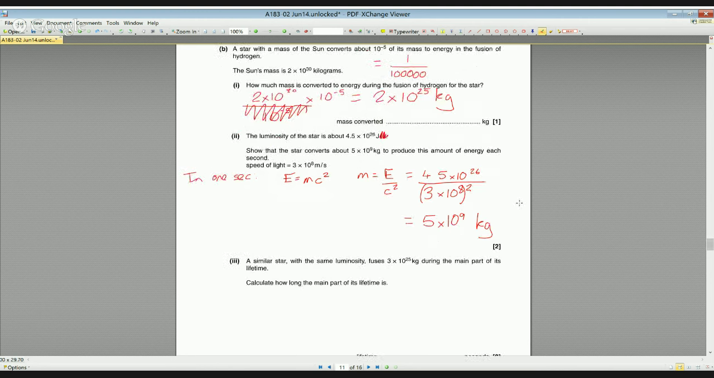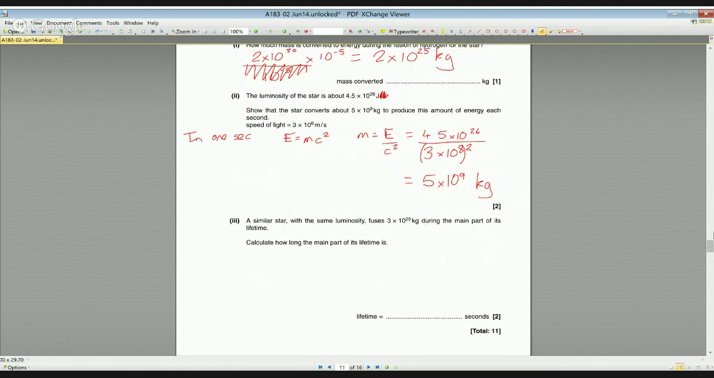Part 3 tells us about a similar star with the same luminosity that fuses 3 times 10 to the 25 kilograms during the main part of its lifetime. Calculate how long the main part of its lifetime is. So it's worth again using units here to help us. If we do 3 times 10 to the power of 25 kilograms, and we divide it, that's the mass that is fused.